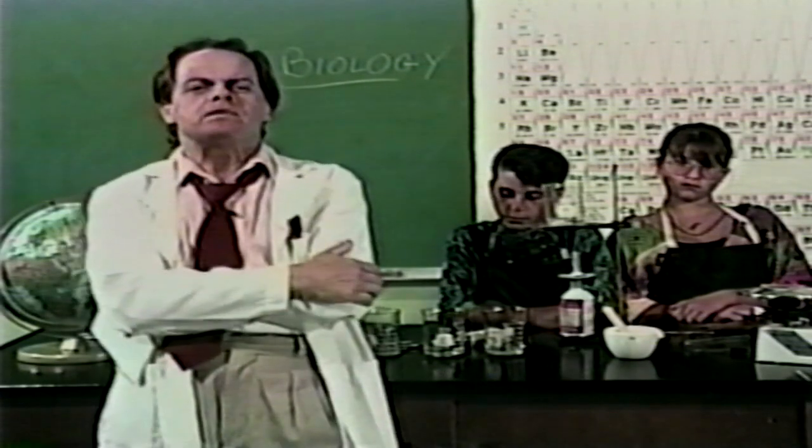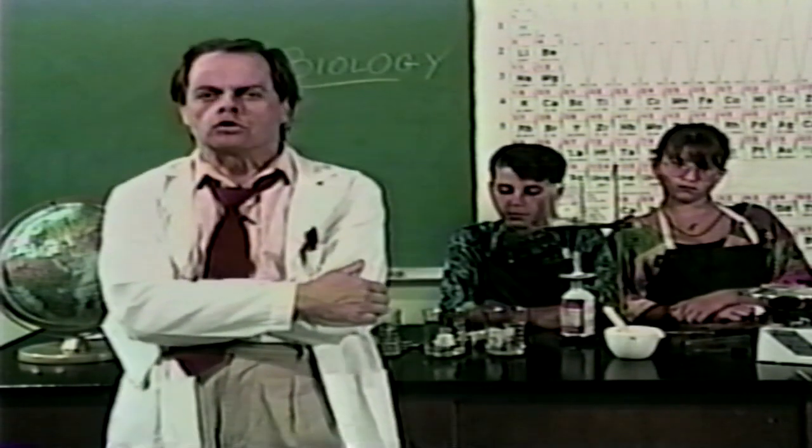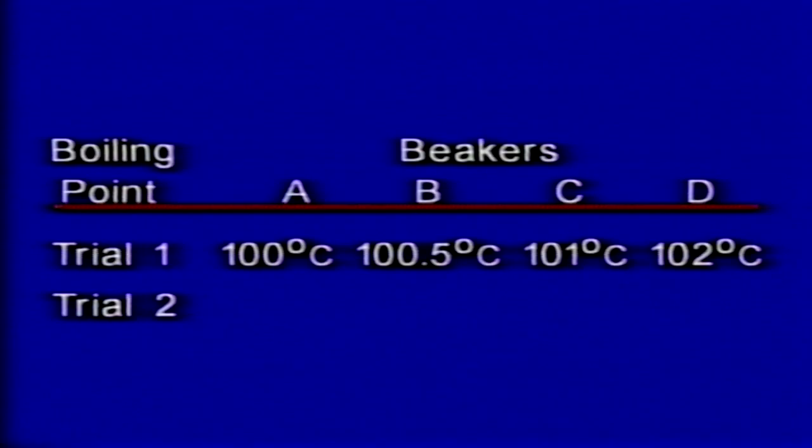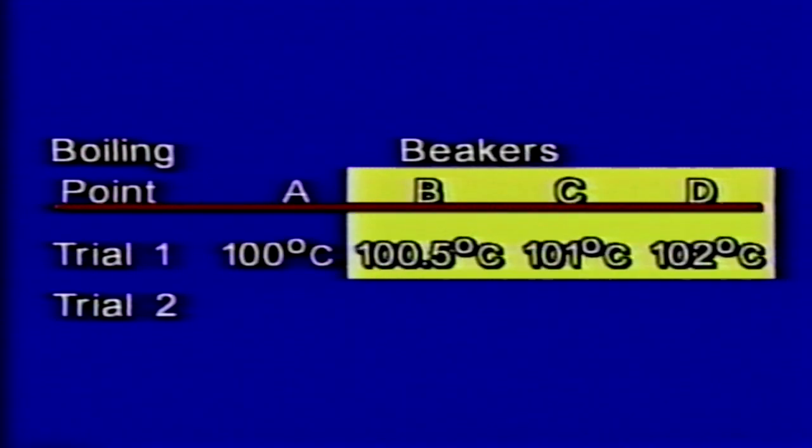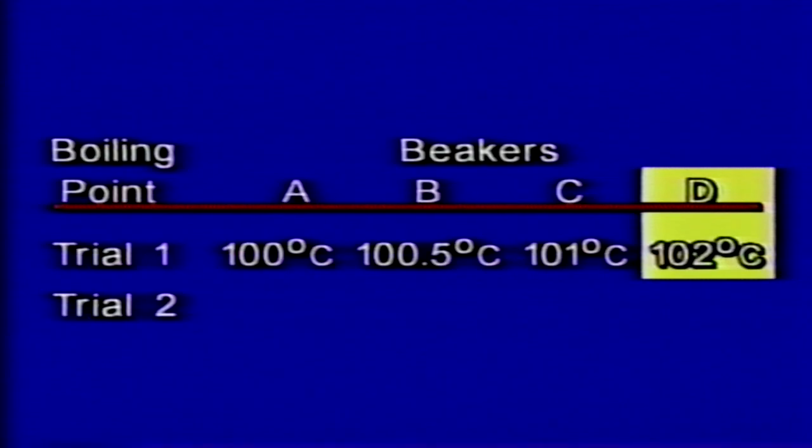Data must now be analyzed to lead us to our conclusion. From the data table, we can see that our control beaker A had the lowest boiling point. The variables, beakers B, C, and D, boiled at higher temperatures, and beaker D, with the highest concentration of salt, boiled at the highest temperature.